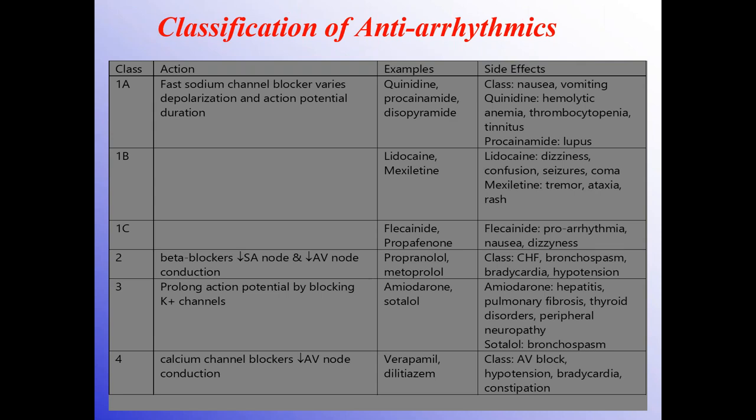Now, why 1A, B, C? This is because of the effect on the sodium channel. The class 1A are strong acting sodium channel blockers, while 1B are moderately acting sodium channel blockers. 1C are intermediate acting. So they have been divided depending on how effective they are on blocking the sodium channels.